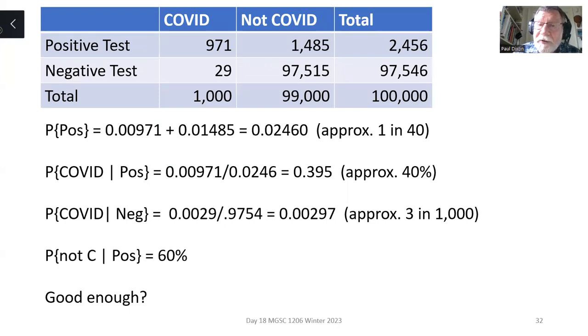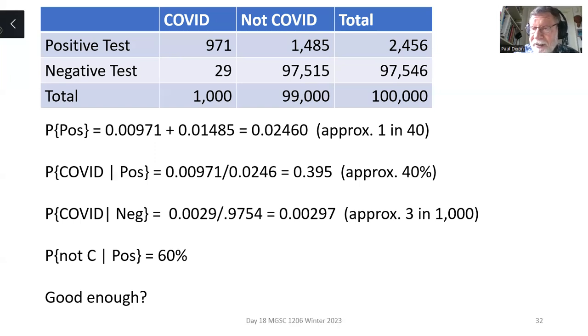So about 1 in 40 are coming up with a positive test result. That's the 2,456 who tested positive. And among those, how many had COVID? 971. That's about 40% of them actually had COVID. So 60% of the positive test results didn't have COVID.